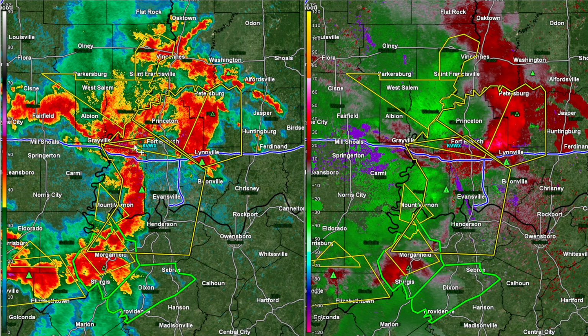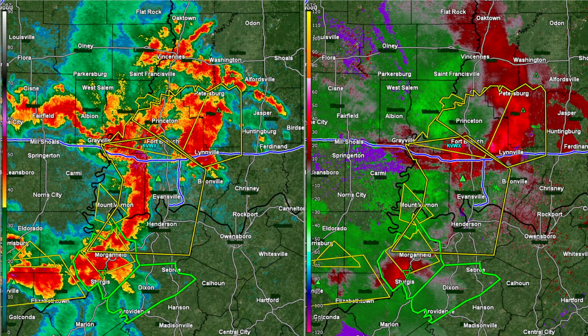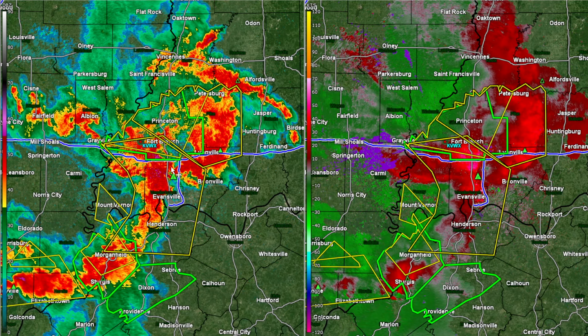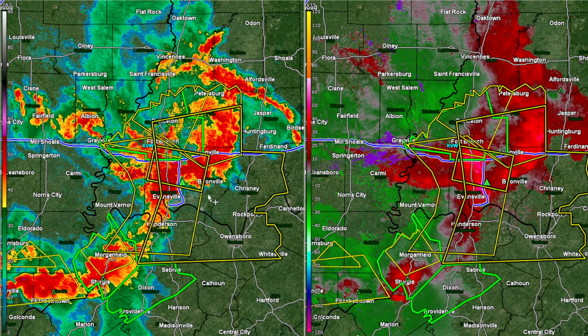So essentially, at this point, we have an outflow boundary ahead of this line of storms, and then the other one pushing across Gibson County into northern Vandenberg and Posey County, which you can kind of make out better on our velocity image. And then as we continue on, we start to see these two outflow boundaries kind of interact here in northwestern Warwick County. That's when we start to see additional thunderstorms flare up ahead of that line of storms there across northern Vandenberg and northwestern Warwick County.